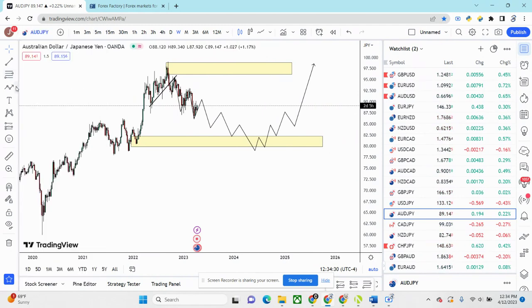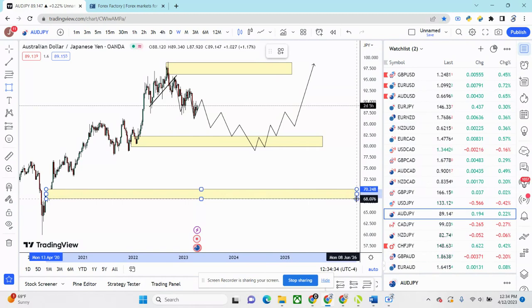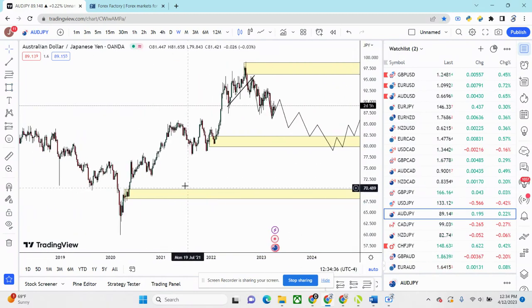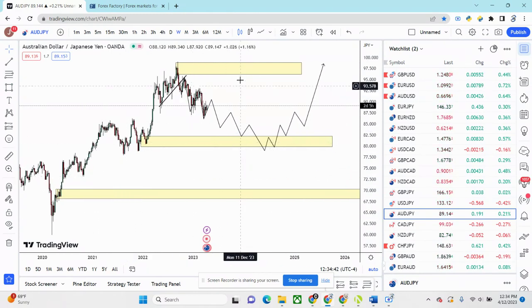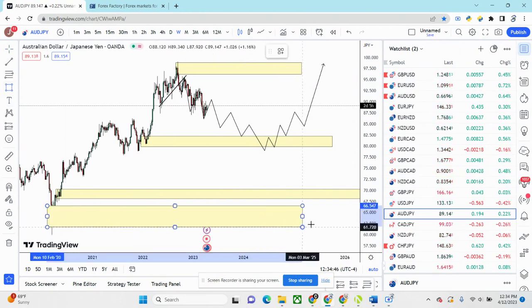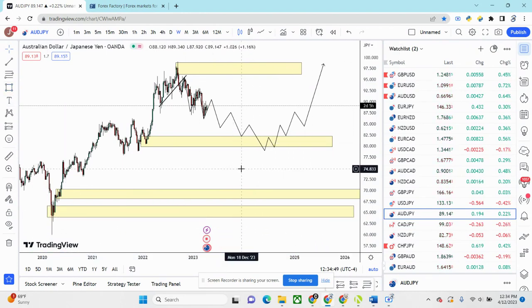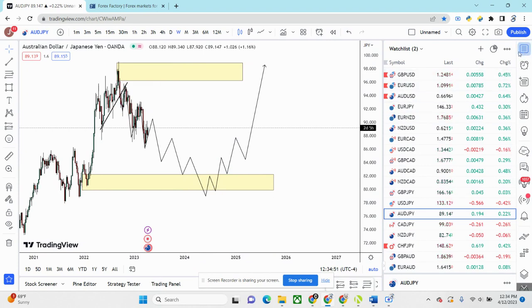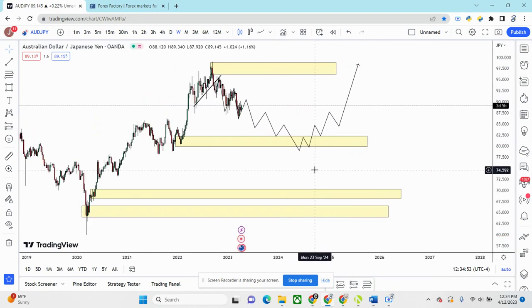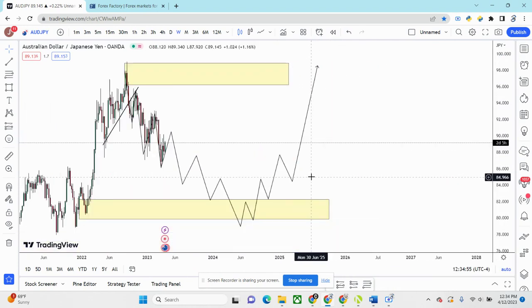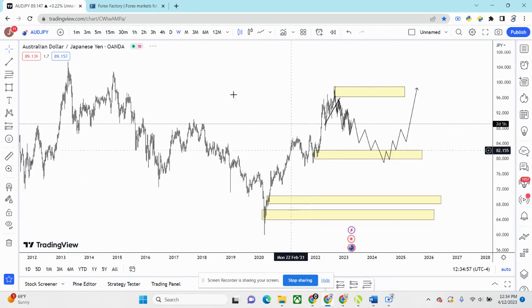Possibly another area of concern, maybe this block right here. Maybe. Not really sure. It didn't really break any structure. It kind of went with structure. But if it does push down, it's going to go into one of these areas, or possibly even as far down as this area right here. So that's kind of what we're looking at for the dollar, Australian dollar yen.